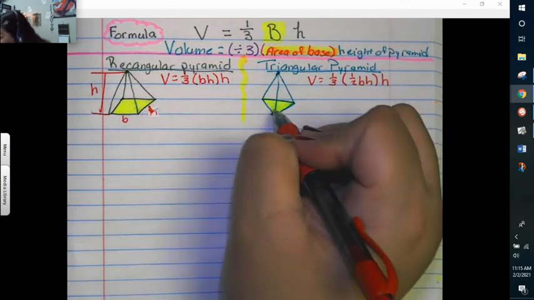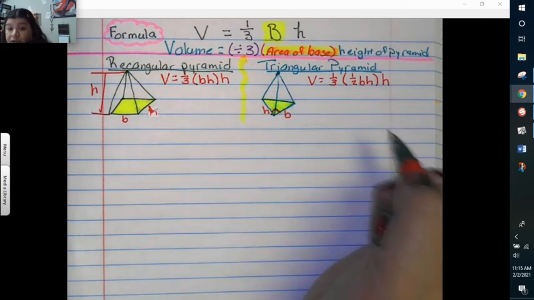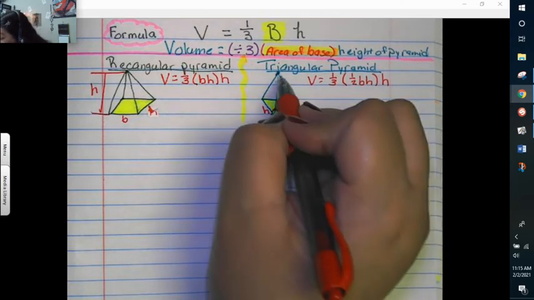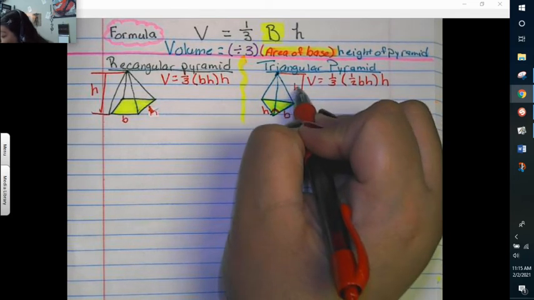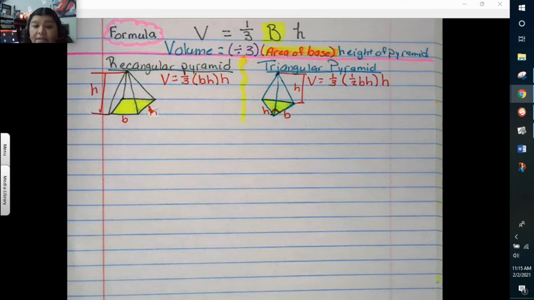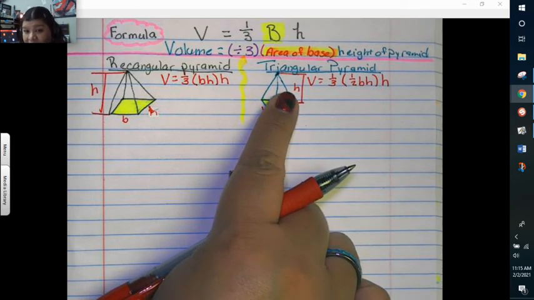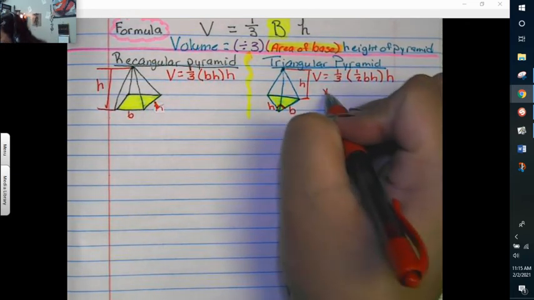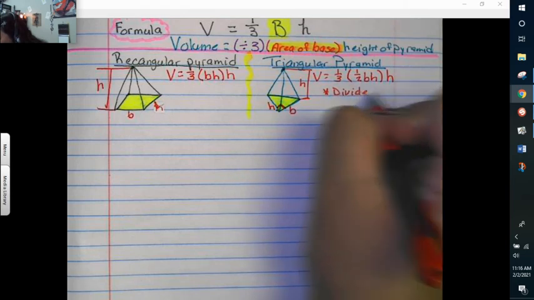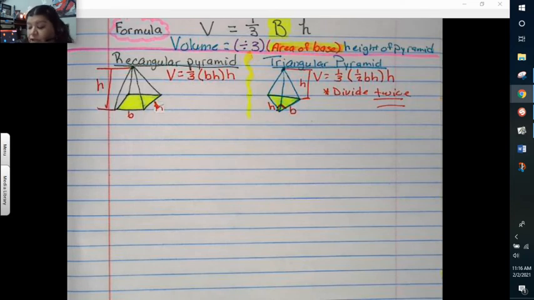So let me pretend this is a right angle right here. So we're going to do base times height of the triangle at the bottom, and then from the tip of the pyramid down to the base, the height of that. Okay, so it's still base times height divided by 2, multiplied times the height divided by 3. Okay, so on this one, you divide twice. Okay, that is the tricky one.